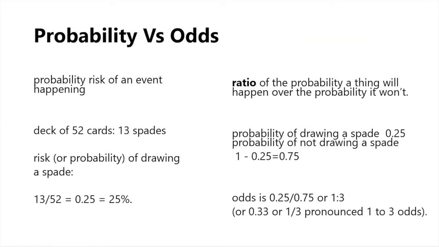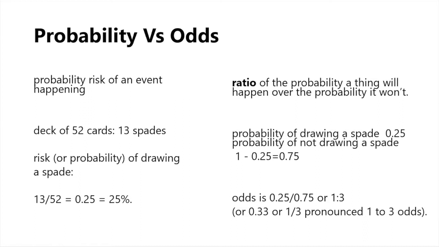So in the same setup, the odds of drawing a spade, which has a probability of 0.25, are the odds of drawing a spade versus the odds of not drawing a spade. So 0.25 over 0.75. Okay, so the odds of drawing a spade are 1 to 3. Look, the probability is 1 in 4, but the odds are 1 to 3. So odds can sometimes change depending on the number, but that's what the odds are.